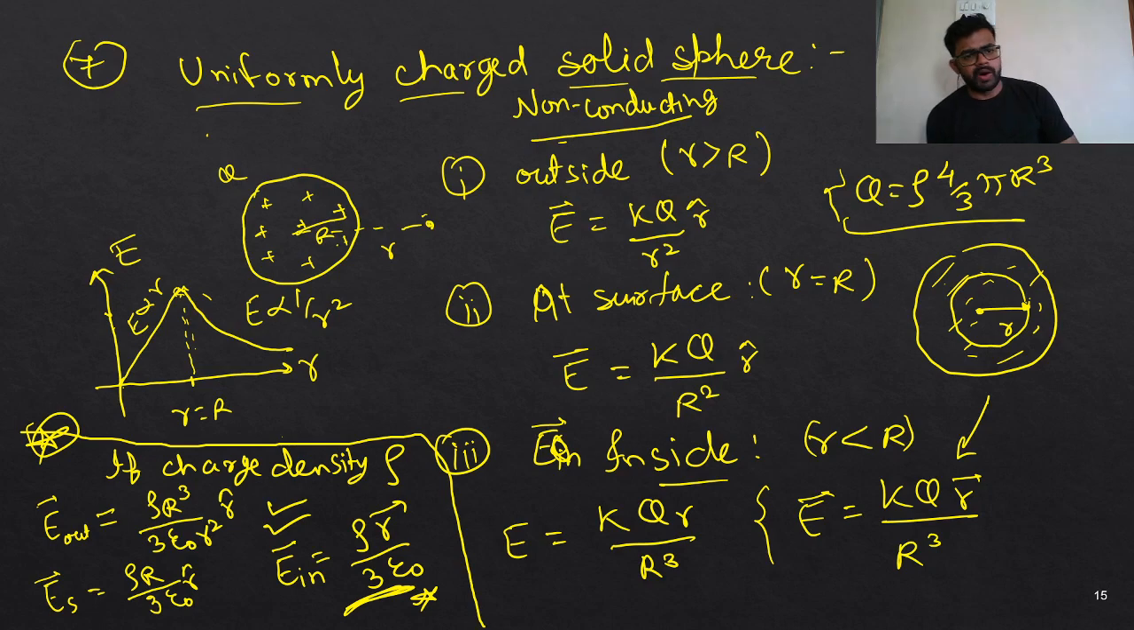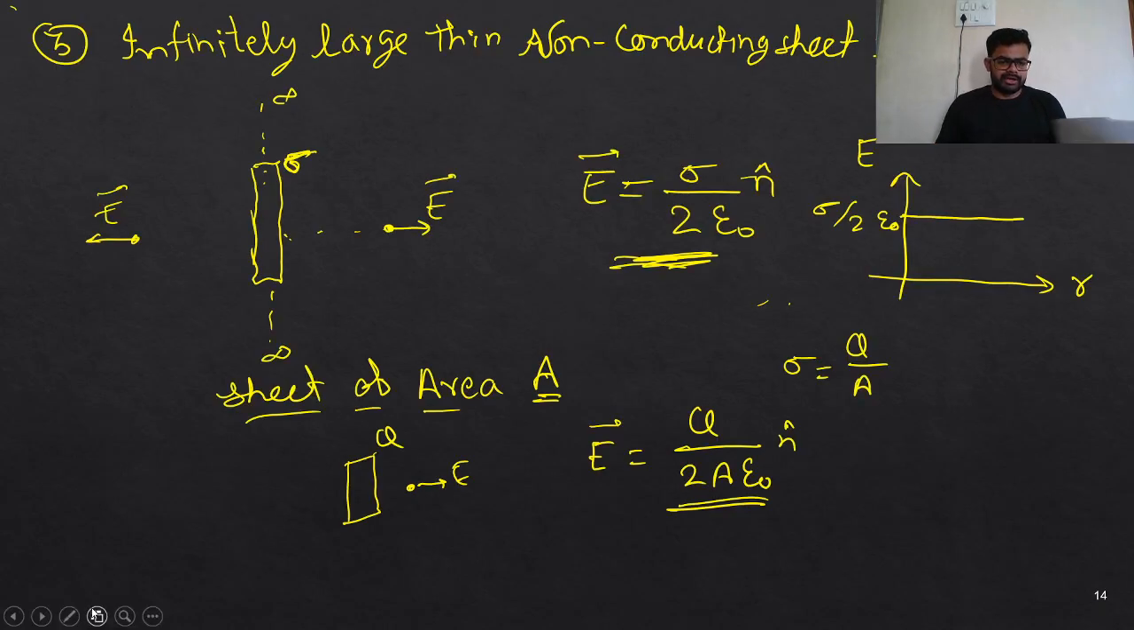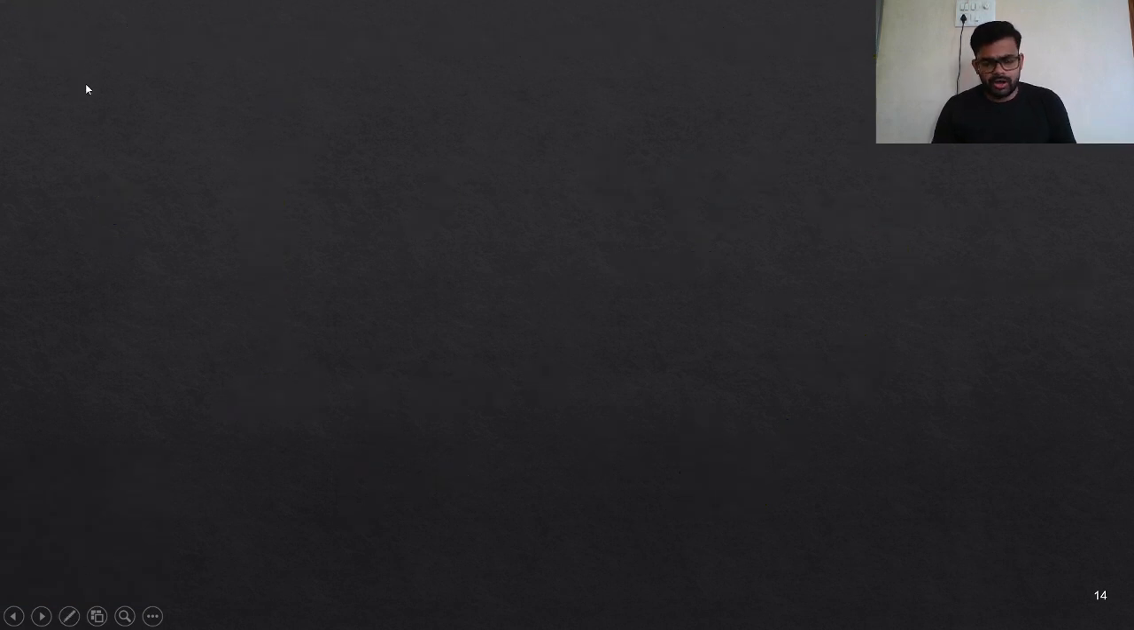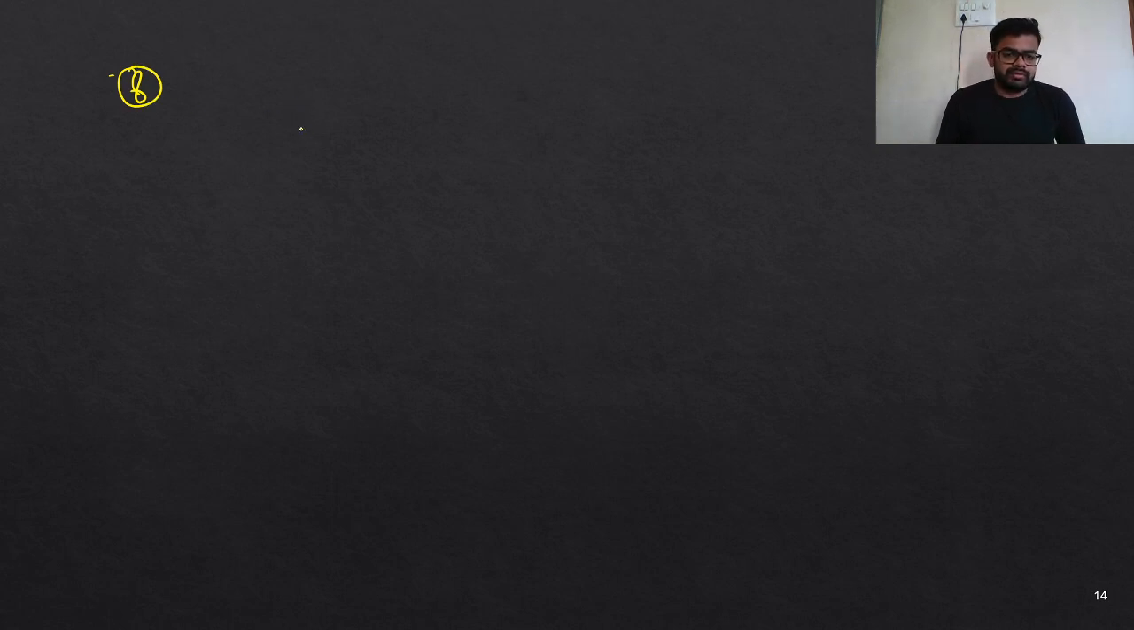Right? So this is formula number 7. Next, formula number 8 I will talk about. Let me erase this. Yes, so I will talk about formula number 8. What is formula number 8? That is for the field at the axis of a uniformly charged disk.